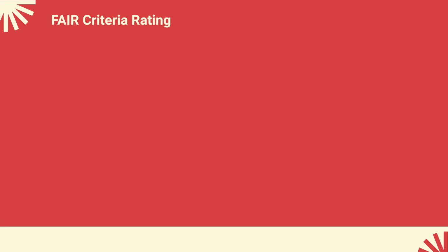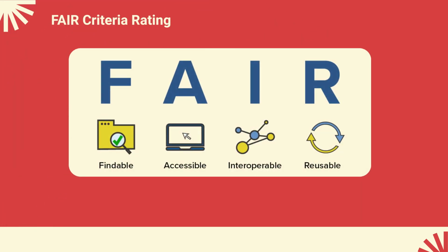Now let's evaluate the UCI-HAR dataset using the FAIR data principles, which stand for findable, accessible, interoperable, and reusable. Starting with findable, a simple online search leads directly to the UCI machine learning repository, where the dataset is clearly named, well-documented, and easy to locate. So we can confidently say that the UCI-HAR dataset is findable.